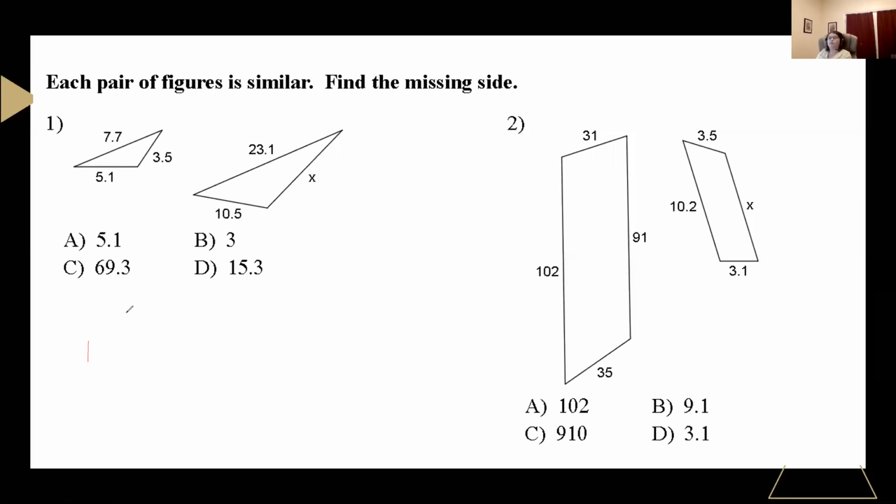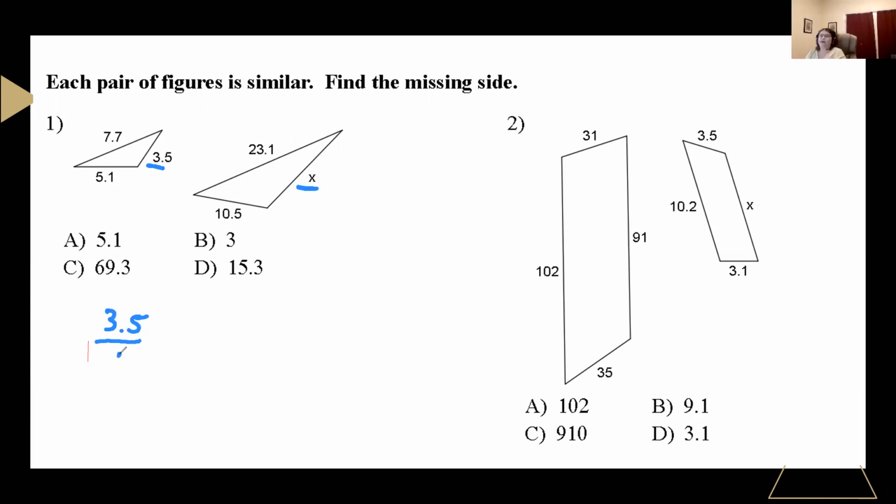Okay, so to find missing side lengths, we're going to set up ratios and then we're going to cross multiply. So here we're trying to find x. What side goes with x, do you think? 3.5. You think it's a 3.5? Yeah, I think it is. I think it's heading in the same direction. Yep.